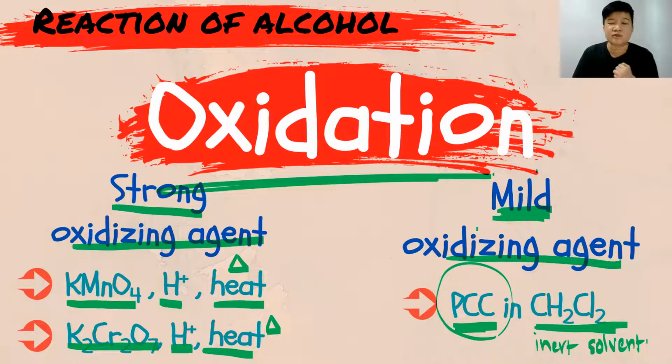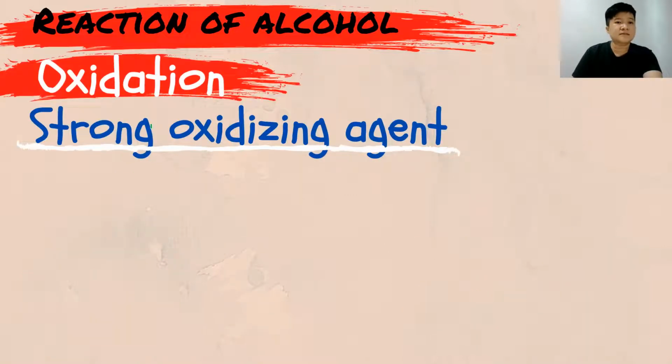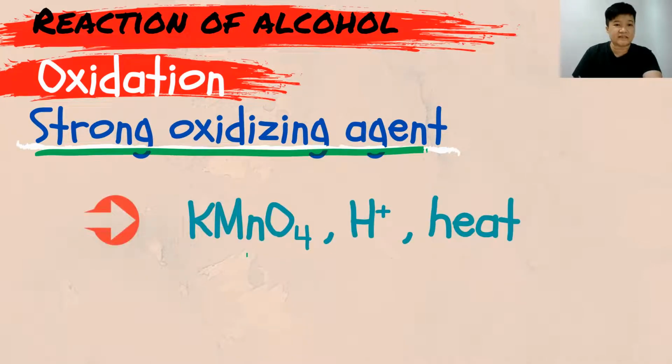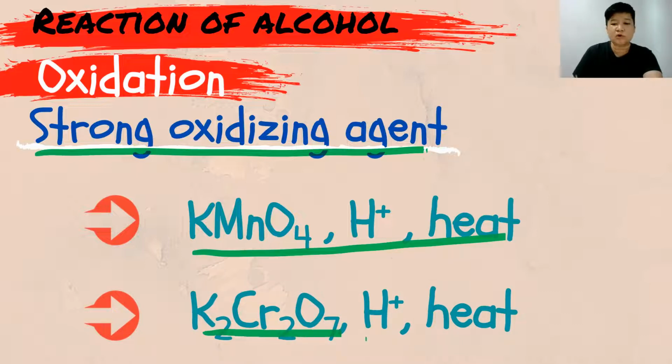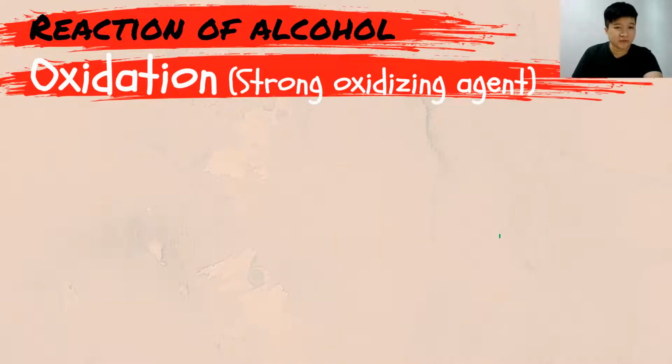And those are the 2 different oxidation processes that we will look into by using different agents: strong oxidizing agent and mild oxidizing agent. Let's start with the strong oxidizing agent over here. The examples of strong oxidizing agent, again, KMnO4, H plus, heat or K2Cr2O7, H plus, heat. So these are the 2 strong oxidizing agents that we will always use. And let's jump straight into the first one.